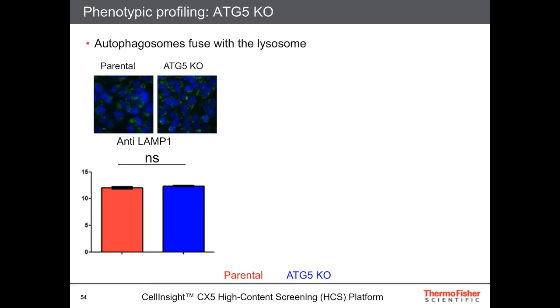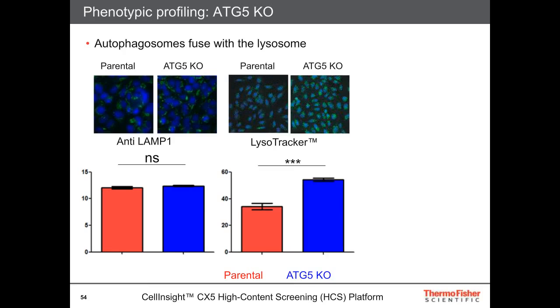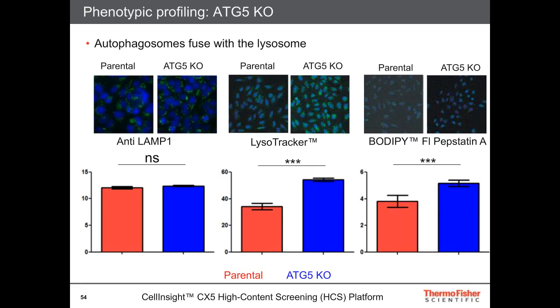the knockout line. When we did live assays using LysoTracker, a lysosomotropic compound, we actually saw a significant increase in the number or indeed the area of these LysoTracker-positive spots, suggesting some dysfunction in lysosomal properties between the ATG5 knockout and parental line. Even though there don't seem to be any difference in the number, there is something different in terms of their functional properties.